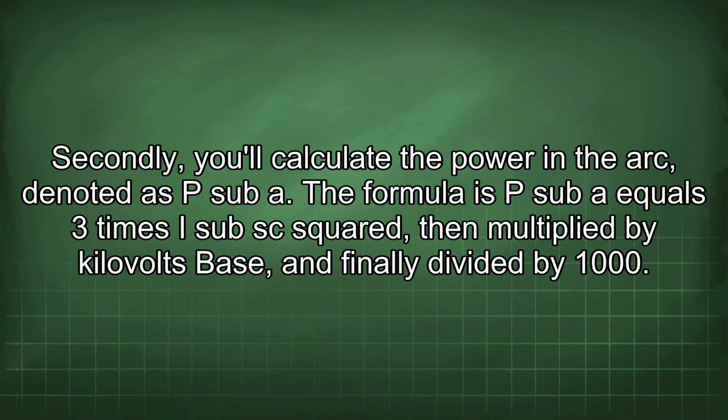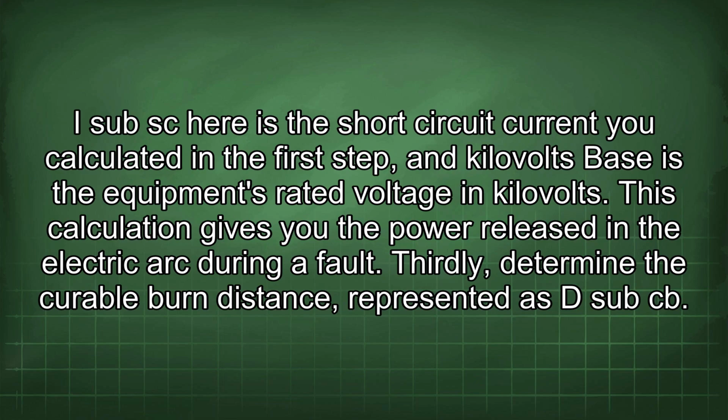Secondly, you'll calculate the power in the arc, denoted as P sub A. The formula is P sub A equals 3 times I sub SC squared, then multiplied by kilovolts base, and finally divided by 1000. I sub SC here is the short circuit current you calculated in the first step, and kilovolts base is the equipment's rated voltage in kilovolts. This calculation gives you the power released in the electric arc during a fault.